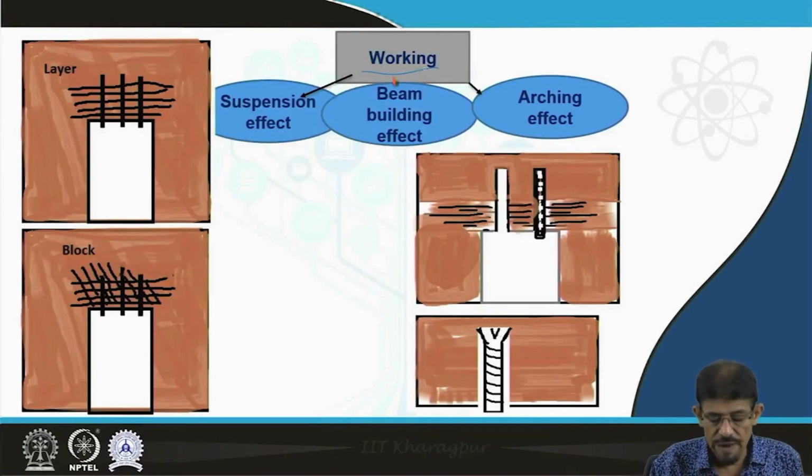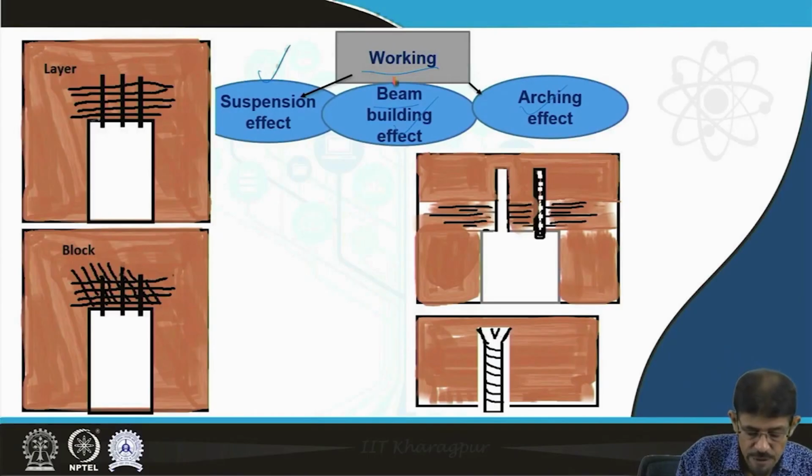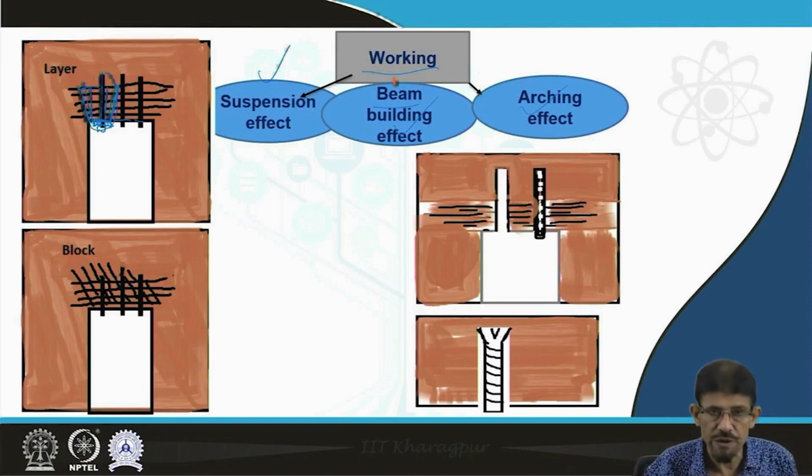On the basis of working, the effect can be recognized mainly as suspension effect, then beam building effect, then arching effect. As per the concept of the suspension effect, we are going to suspend a particular load caused due to formation of this damage zone. This damage zone we are going to suspend here on the face plate. The bolt is under tension and suspends this mass, therefore it is recognized as suspension effect.